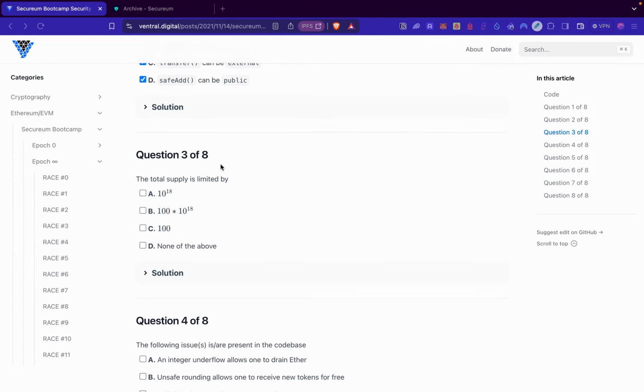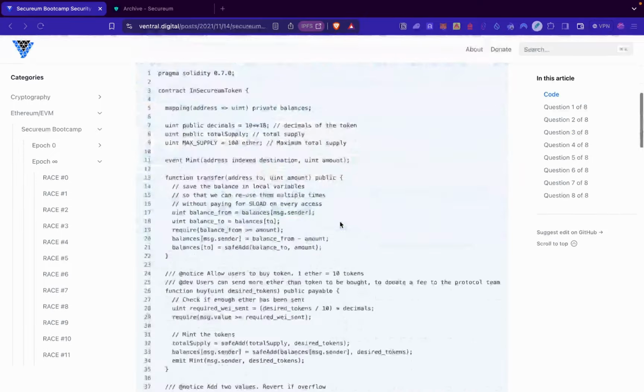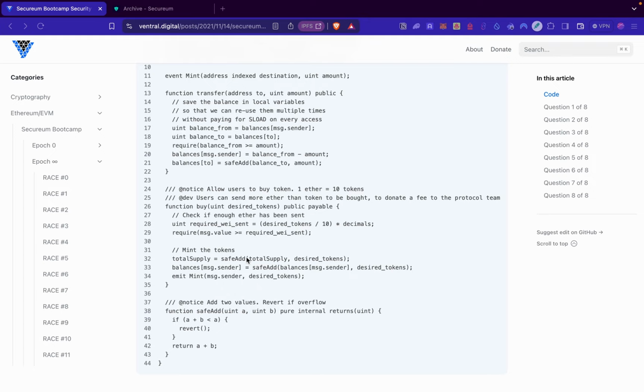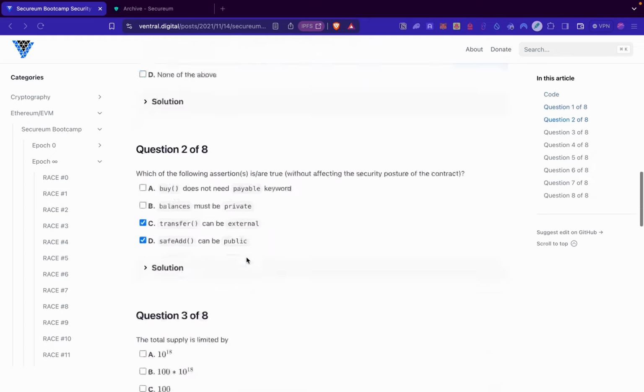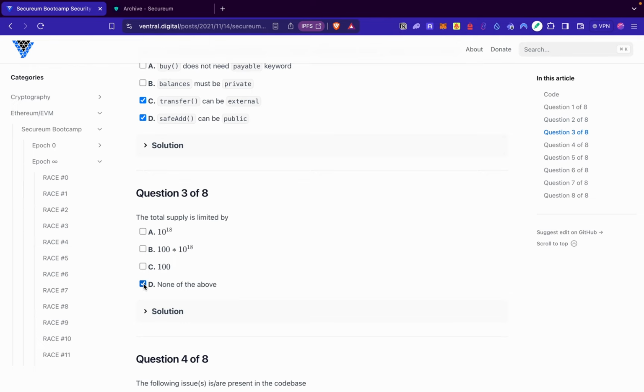The next question, the total supply is limited by 10 to the power 1800 into 10 to the power 1800, none of the above. So we'll go back to the code here. We have a total supply variable and we have the max supply set to 100 ether. So ideally that should be the maximum total supply. But where we are minting new tokens, we are not checking if the total supply is exceeding the max supply we have defined above. So the answer is none of the above.